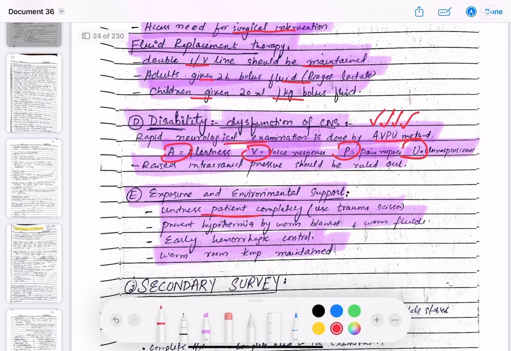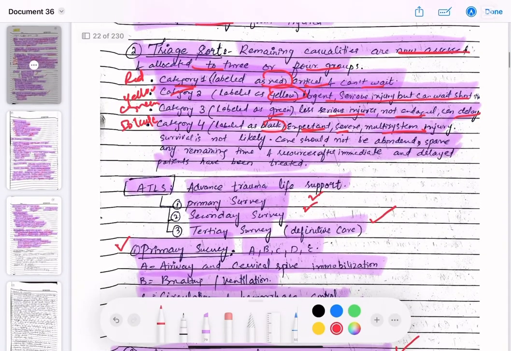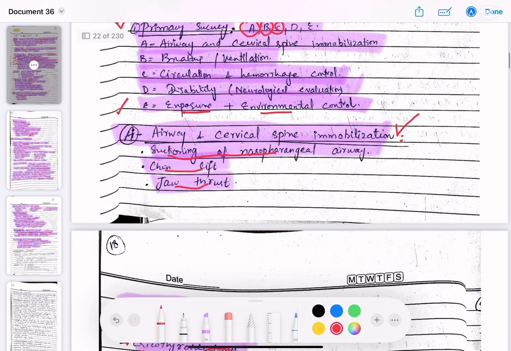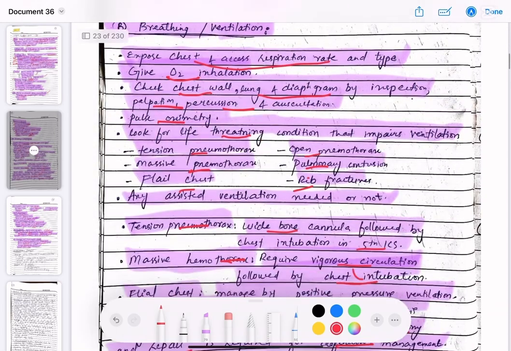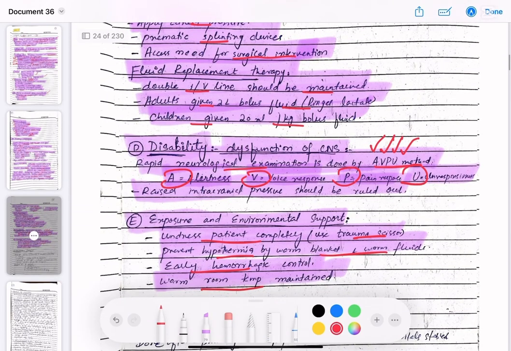Prevent hypothermia with a warm blanket and warm fluids, and maintain early hemorrhage control and a warm room temperature. So this was about the management of the patient in the primary survey: airway and cervical spine immobilization, then breathing and respiratory support, then circulation and prevention of hemorrhage. D is disability, that is dysfunction of the CNS, and E is exposure and environmental support.